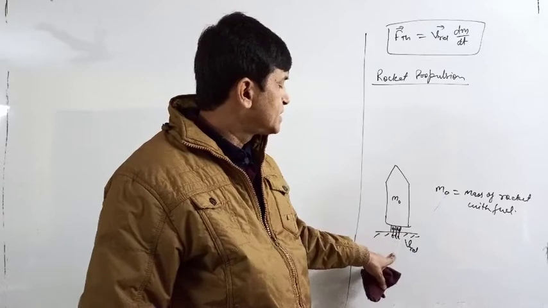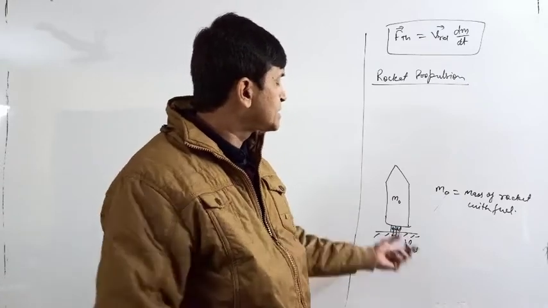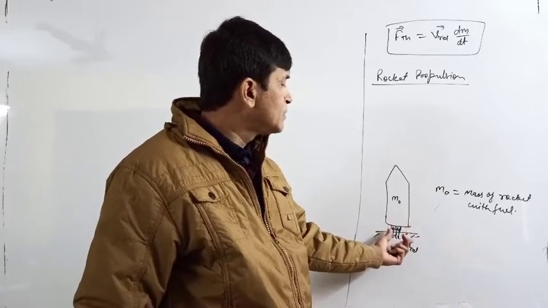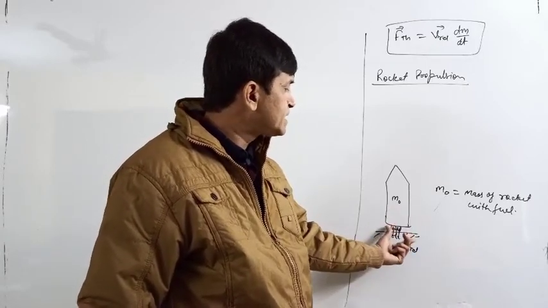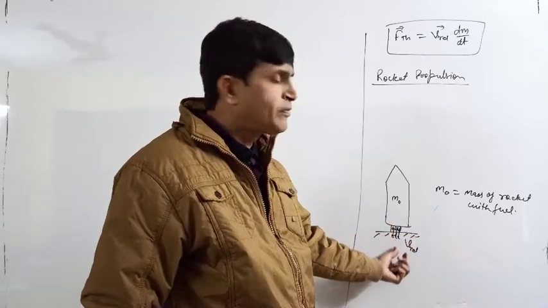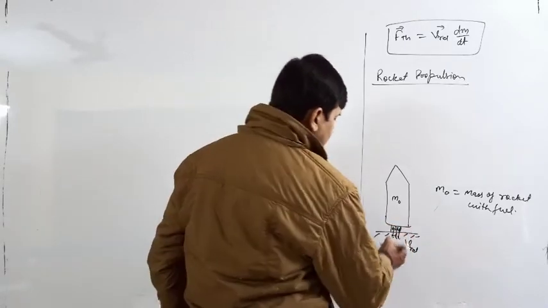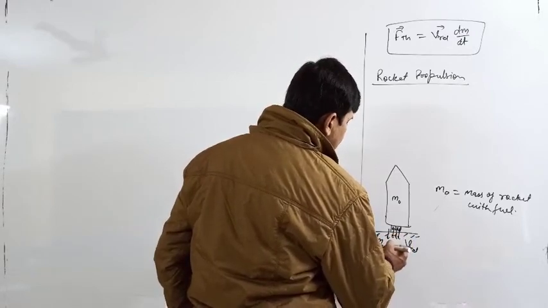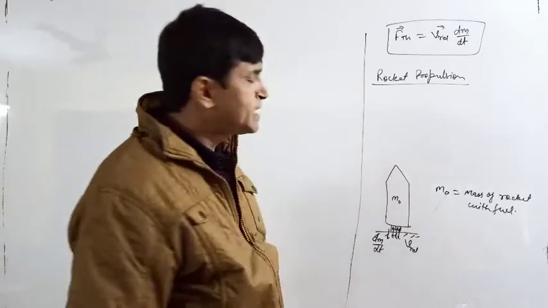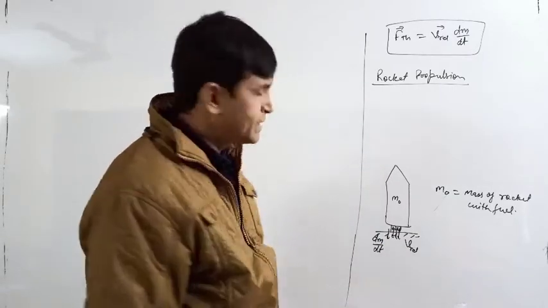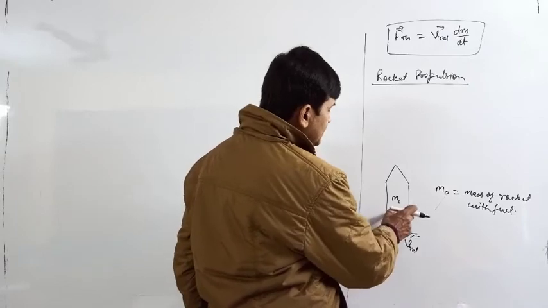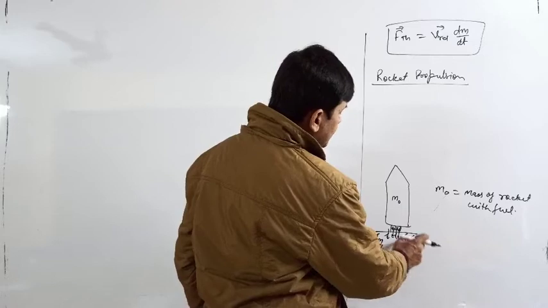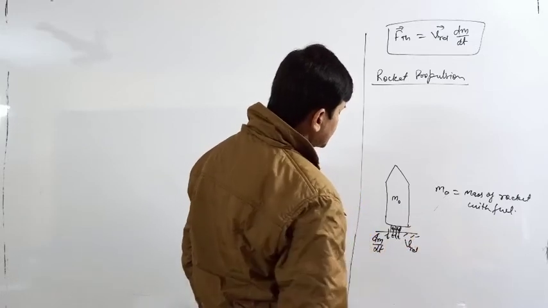Mass coming out means exhaust gases, as the fuel burns. When the fuel burns, the mass of the fuel decreases, and it comes out in the form of exhaust gases. So the rate at which the mass of the fuel is decreasing, that we can say is dm by dt. So dm by dt is the rate by which the mass of the main body is decreasing. V relative is the velocity of the exhaust gases.